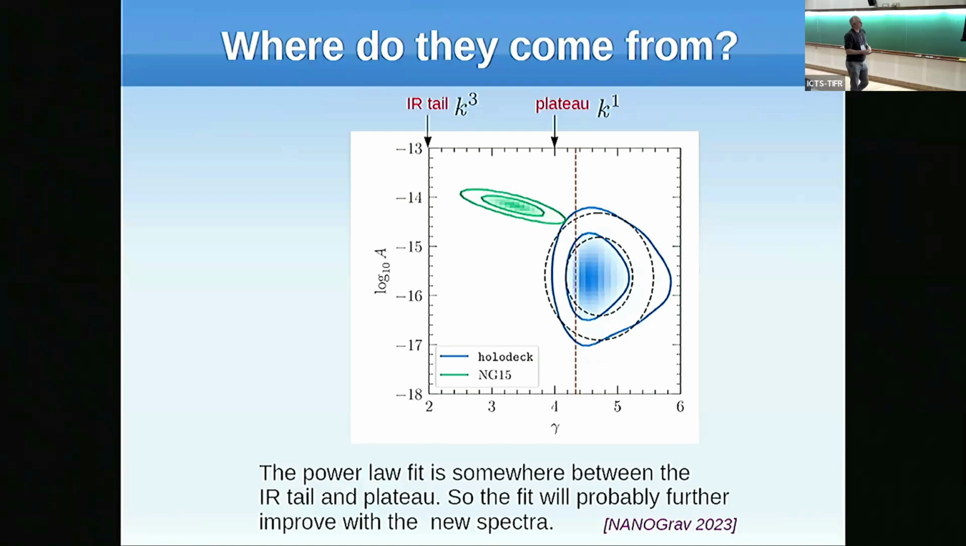So what this plot shows is two things. On the y-axis, there's the amplitude of the signal that you see, so this common red noise. And on the x-axis, there is a fit to the spectral index, so the slope of this power spectrum. Right? So there's one prediction from supermassive black hole mergers, which is 13/3. No, 13/3 in terms of strain. Then the blue ones are predictions of a simulation suite of mergers.